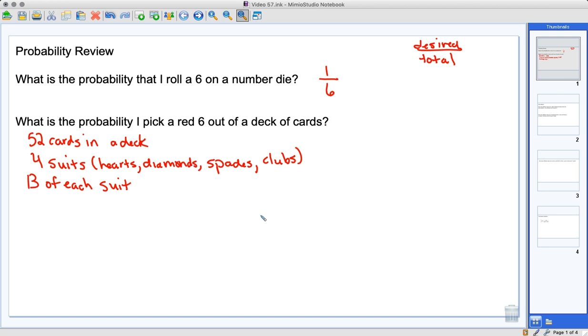So what is the probability I pick a red 6 out of a deck of cards? Okay, so these are red suits. These are black suits. Okay, so I have 2 different red suits. Okay, so that means I have 2 different red 6s. So 2 out of, and then what's my total number of cards? 52. Okay. So what we're going to talk about is just taking probability just a little bit further.